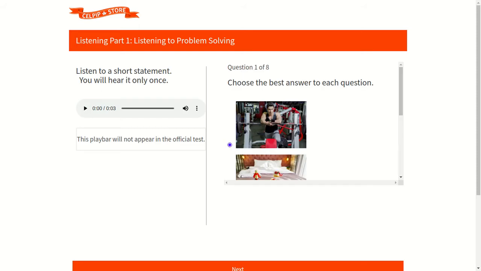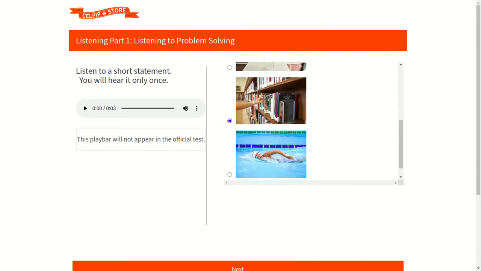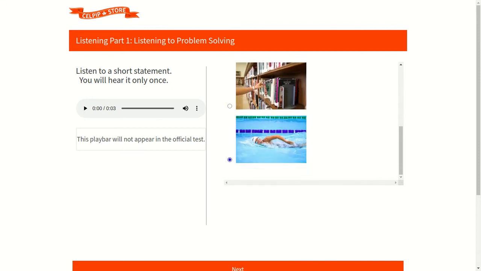Let's start with our first question. Question 1: Where does the man want to go? Now we have 4 options. As discussed earlier, options in the first question will be in the form of images. So in the question we have 4 images. Option 1 is gym, option 2 is hotel, option 3 is bookstore, and option 4 is swimming pool. According to the audio, we can listen very clearly that the man wanted to go to a bookstore. So that's why option 3 is the correct option, that is bookstore.